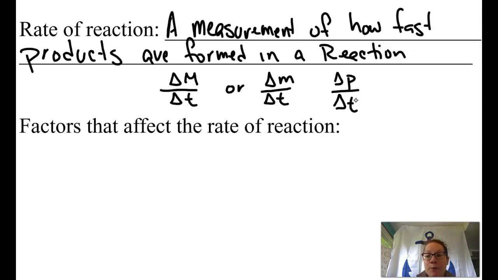All right, so make predictions. What do you think are some of the factors that could increase how fast a reaction happens? So go ahead and pause the video and make those predictions. Okay, we're back. So I'm just going to let you guys know what they are. So the number one thing that you should know is temperature.